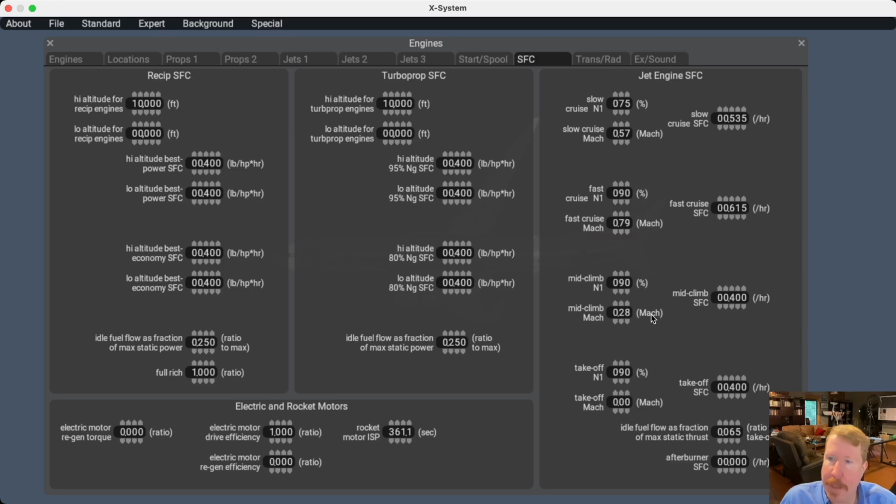What about climb? At a climb of 90% N1 and a Mach number of 0.28, I'm just, for the intermediate climb, of course, Mach number varies with climb.